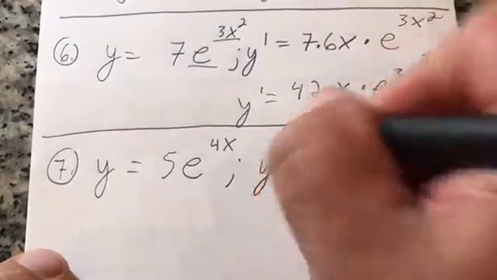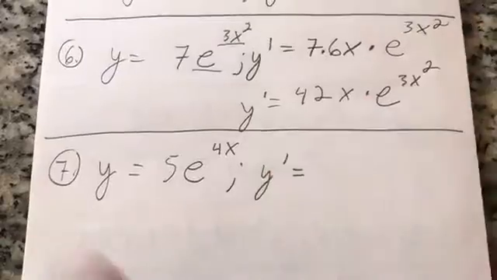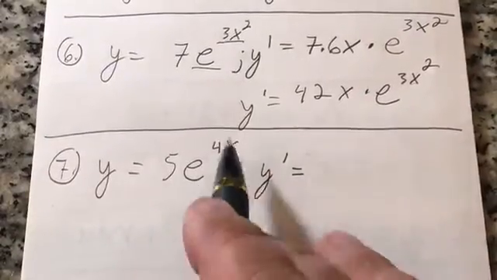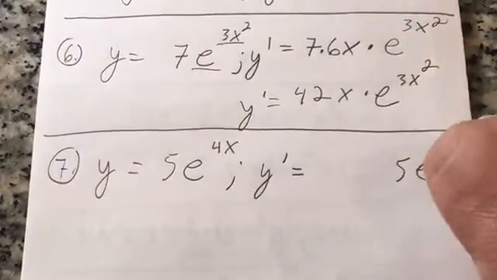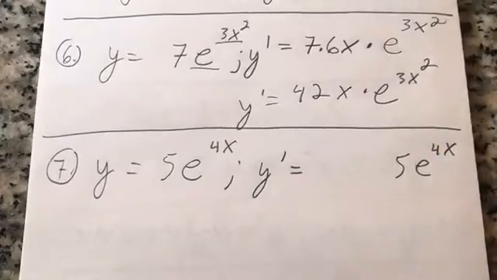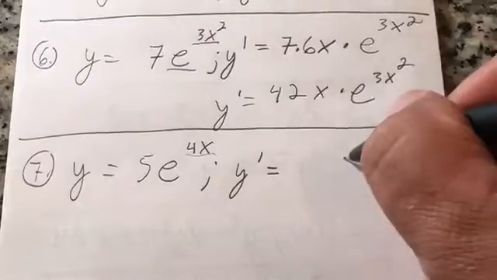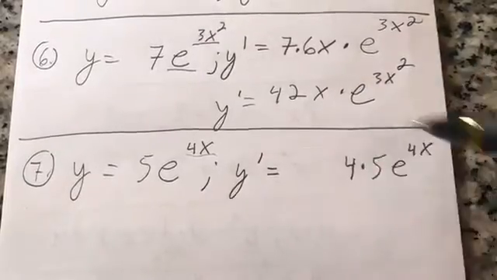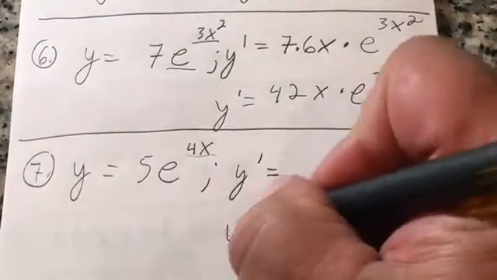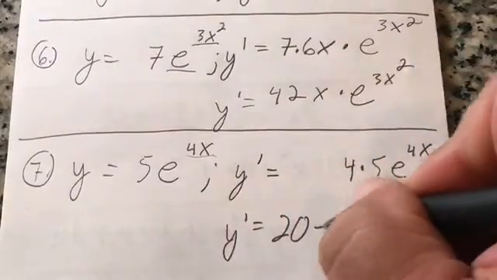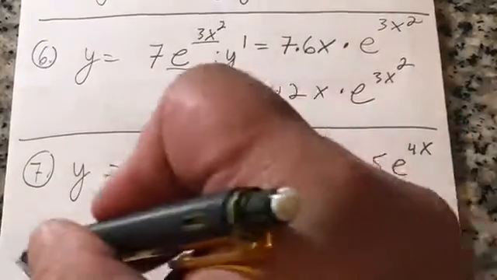Y prime is going to equal, I'm going to keep the 5 e to the 4x. Then I go back and I take the derivative of the guts. What's the derivative of 4x? That's just 4. So I'm going to multiply that out in front. What's 4 times 5? And that stays.